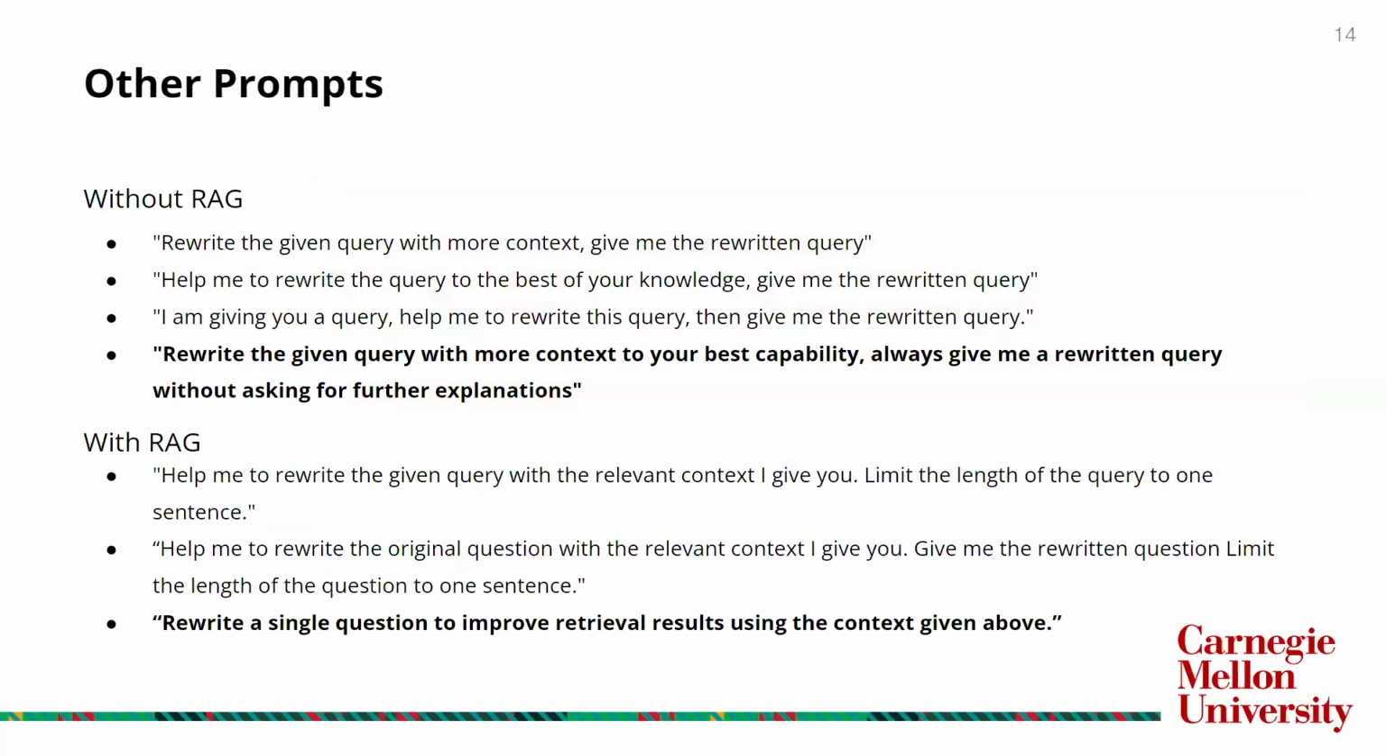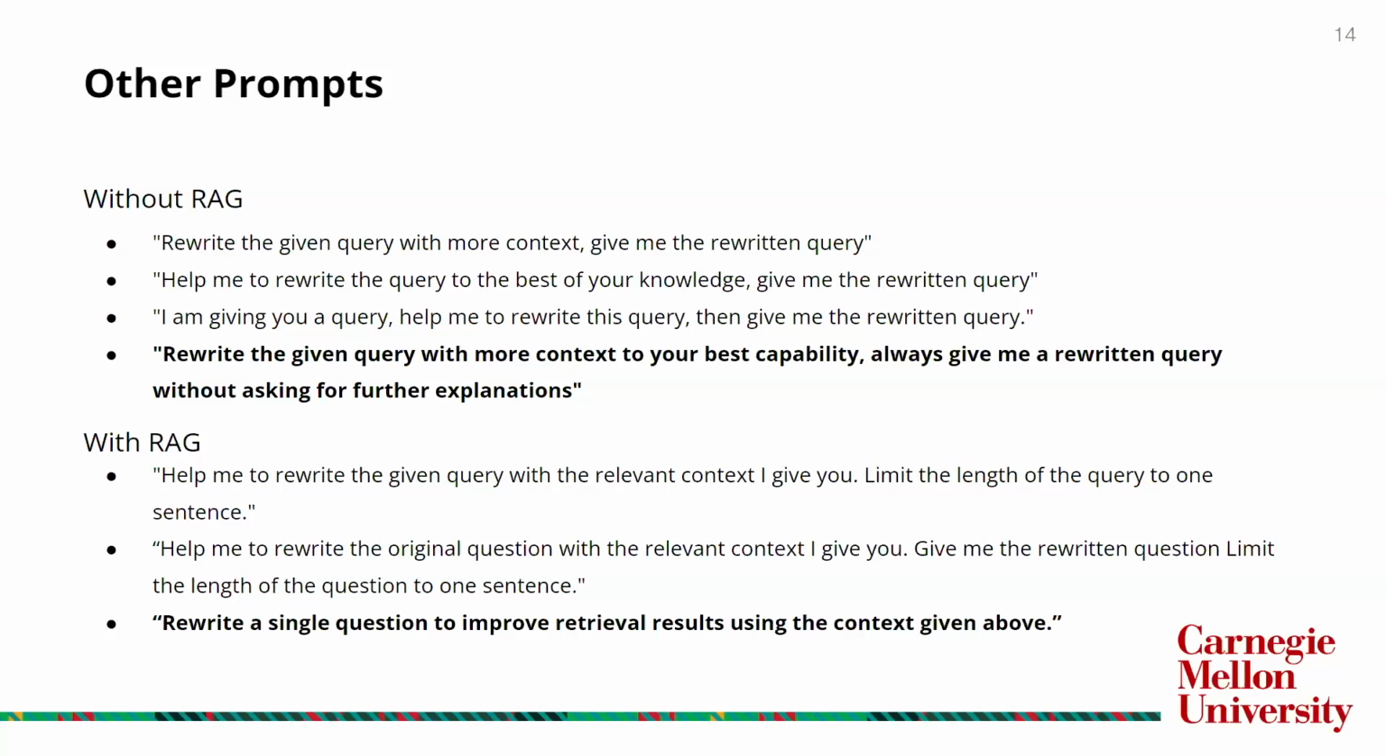Other than this, we also experimented with and without RAG, as I mentioned before. So without RAG would be basically asking the model to add context based on the information that it already had in its training process. And so we would say things like, add more context to the best of your capability and give me a rewritten query. Attention to be drawn to without asking for further explanations, because oftentimes when we are asking the model to add context on its own, it would ask us to give the additional context, which was kind of losing the basis of what we were trying to do.